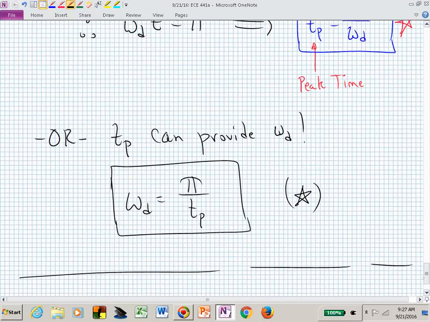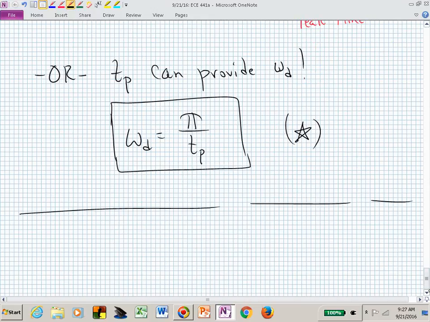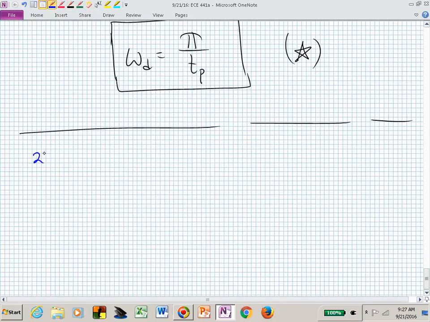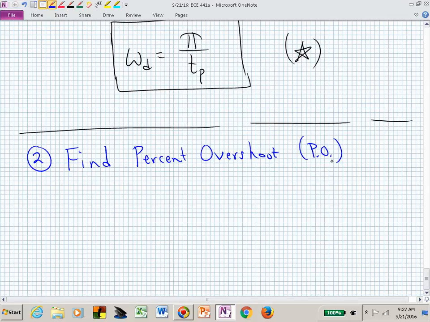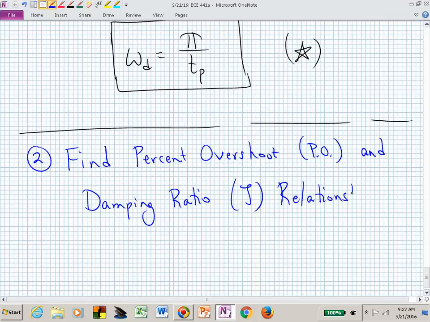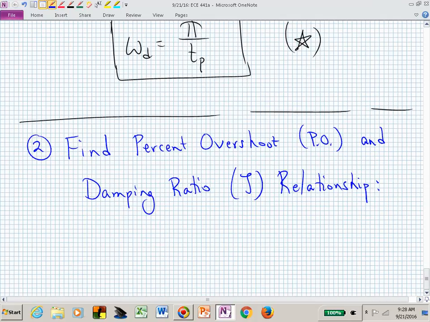There's one of our parameters. There's omega sub d in our transfer function. Now what we want to do is find some more of those parameters, and the next one that we will find is from our response, we can find the percent overshoot. We want to find the percent overshoot, which we will typically abbreviate PO, and we want to relate that to our damping ratio, because that's another one of the parameters that we want to find in our second order transfer function. We want to find the relationship now between the percent overshoot and our damping ratio.